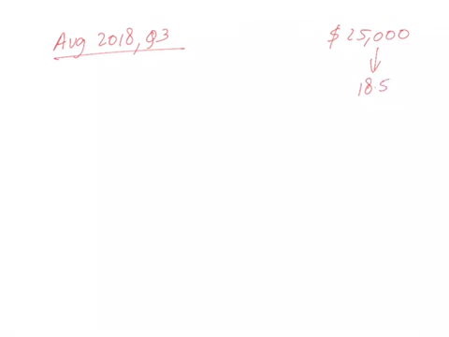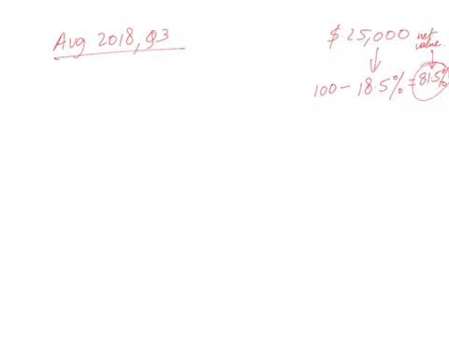Alright, so this is August 2018, question 3. So what all do we have here? So we know that a car was purchased for $25,000, and each year the price is going down by 18.5%. So that means what's 100 minus 18.5%? That is 81.5% is remaining, right? So net value will be 81.5%.